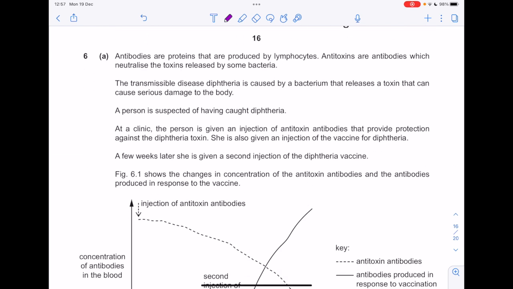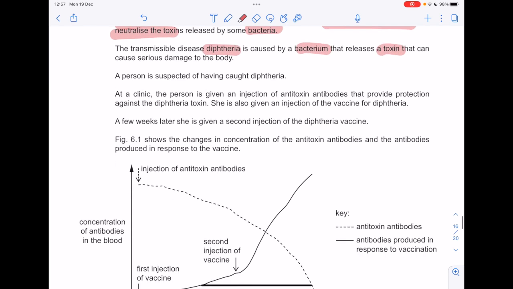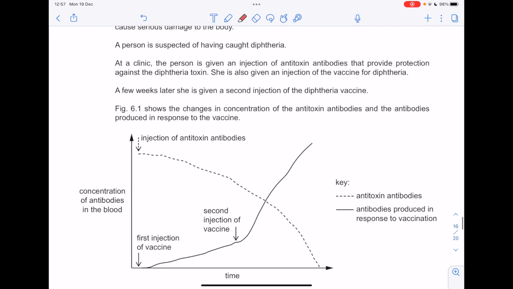Antibodies are proteins that are produced by lymphocytes. Antitoxins are antibodies which neutralize the toxins released by bacteria. The transmissible disease diphtheria is caused by a bacterium that releases a toxin that can cause serious damage to the body. A person is suspected of having caught diphtheria. At a clinic, the person is given an injection of antitoxin antibodies that provide protection against the diphtheria toxin. She's also given an injection of the vaccine. A few weeks later, she's given a second injection of the vaccine.